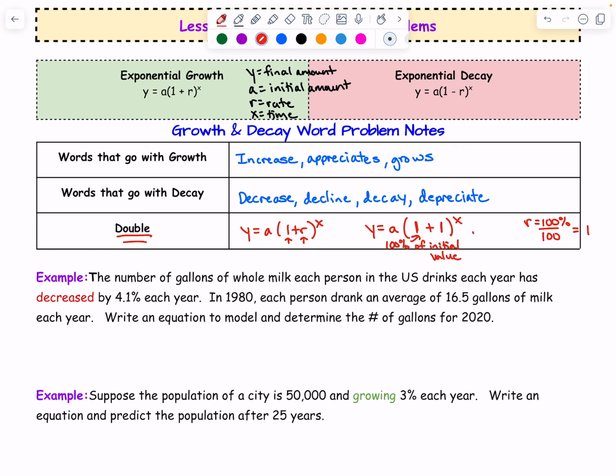And so what ends up happening is you have y equals your initial amount, and then the 1 plus 1 would give you 2. So sometimes they skip the part where they say 1 plus 1 and they just write this formula down. But whenever that base is 2, something is being doubled. So think of those things that go together.